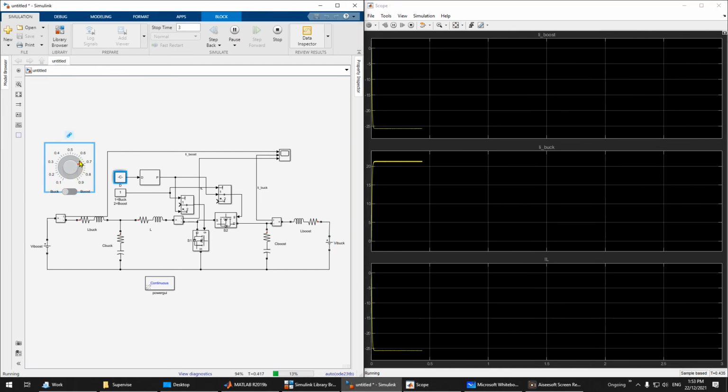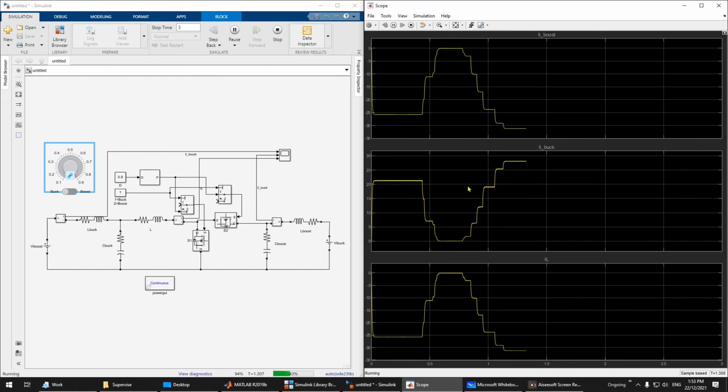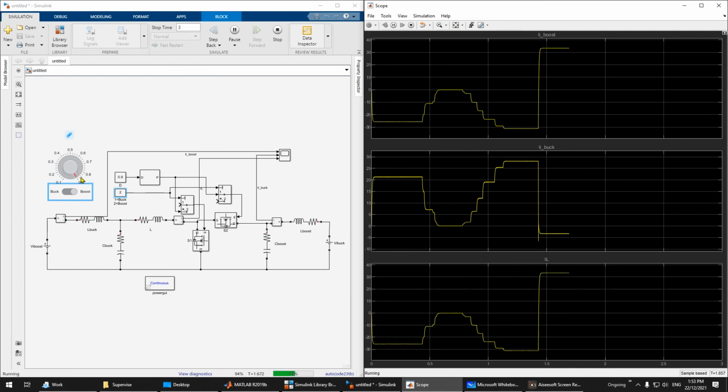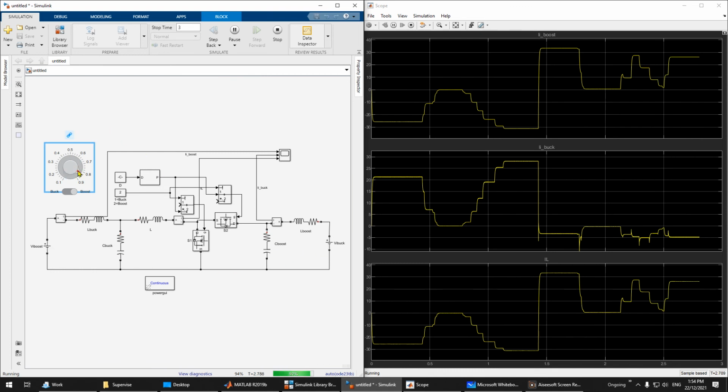So in buck mode you can operate until 0.5 only, so the maximum is 0.9. And if you go to the boost mode it goes the other way around. It can also only operate until 0.4. After that you cannot operate it anymore. So that is the limitation. Depending on the voltage, you will limit it to that particular range only.